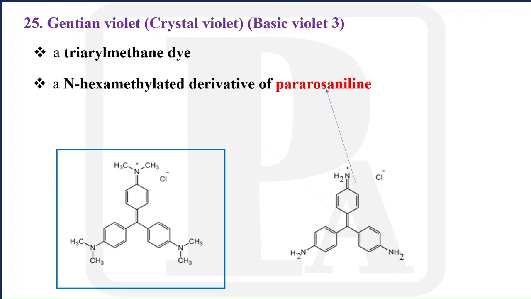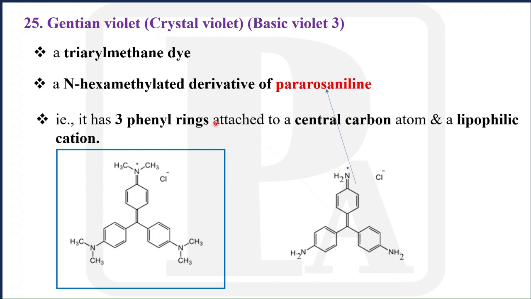Compare para-rosaniline with gentian violet. Here 2 hydrogens are replaced by 2 methyls on each nitrogen. So how many methyls in total? 2, 4, 6. That's why it is called the hexamethylated derivative of para-rosaniline. It has 3 phenyl rings attached to the center carbon atom, and it is a lipophilic cation.